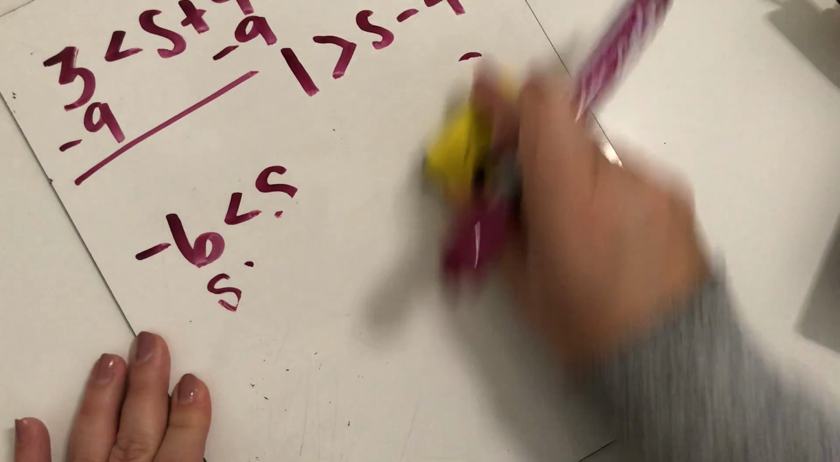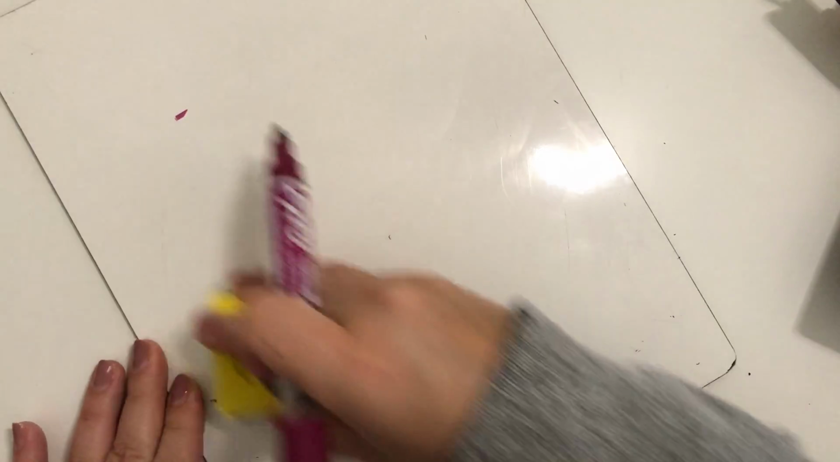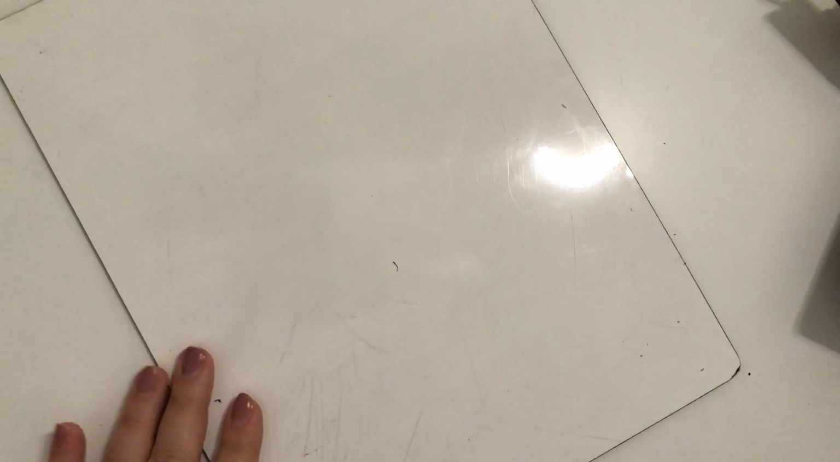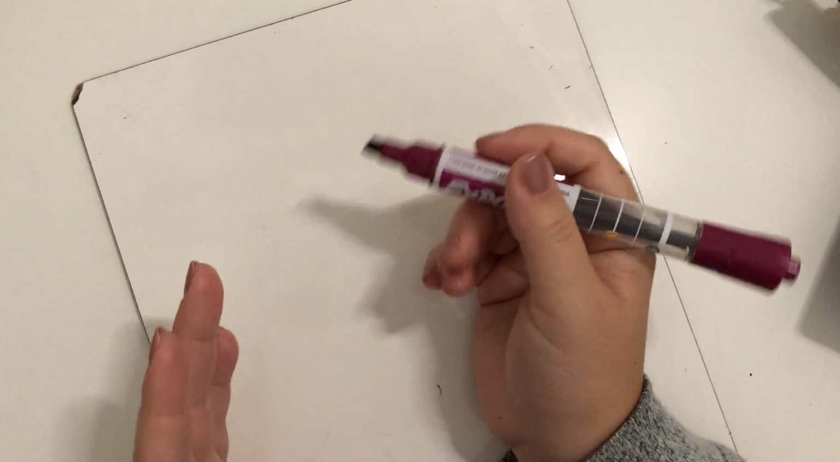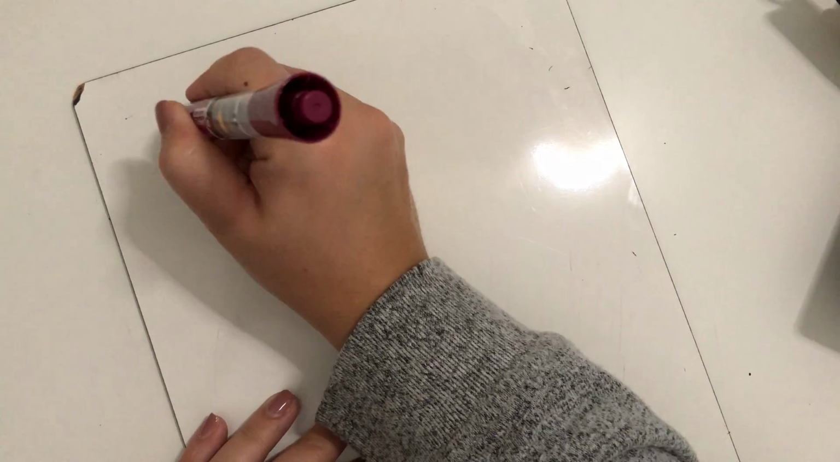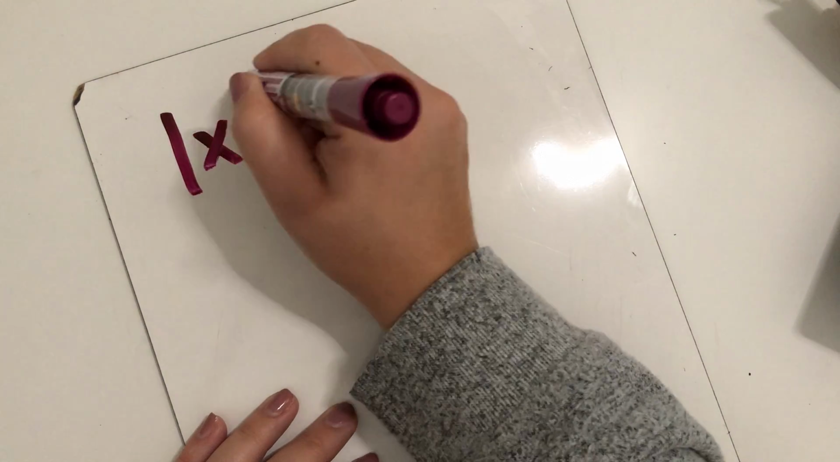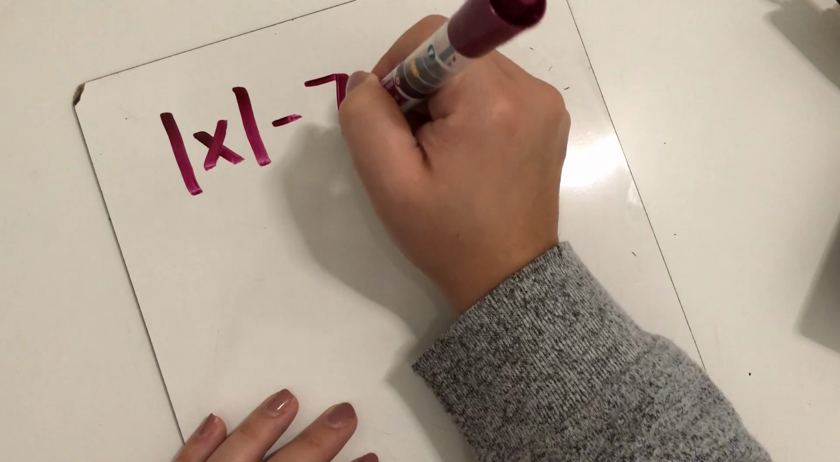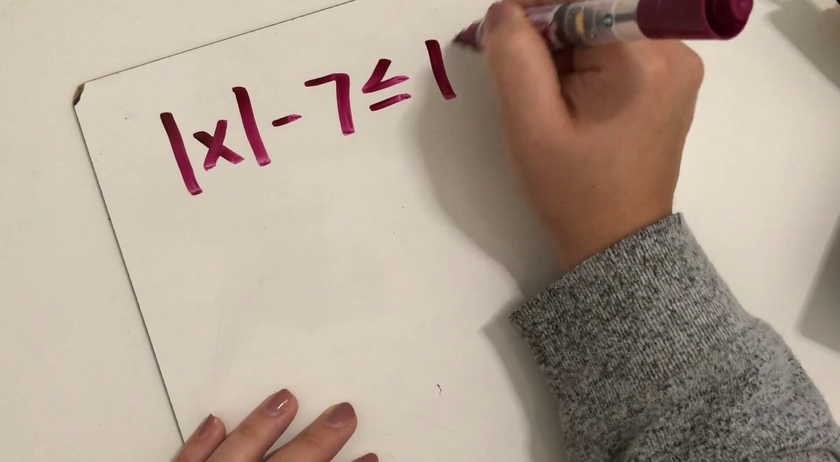Anyways, so let's go ahead on to our absolute value inequalities. So remember, with our absolute value inequalities, these are going to give us compound inequalities in the end. Okay, so we're going to start off here. Absolute value of x minus 7 less than or equal to 15.